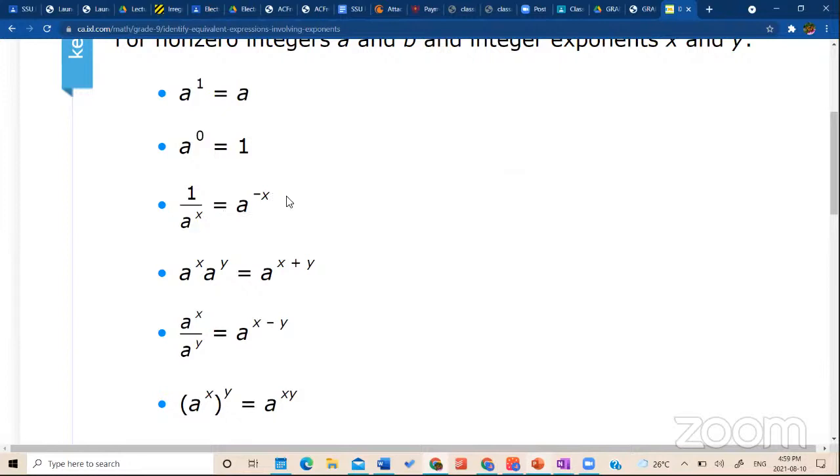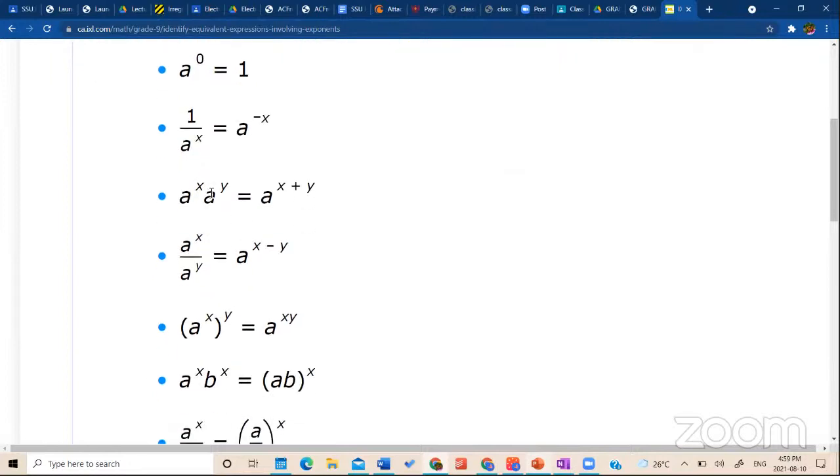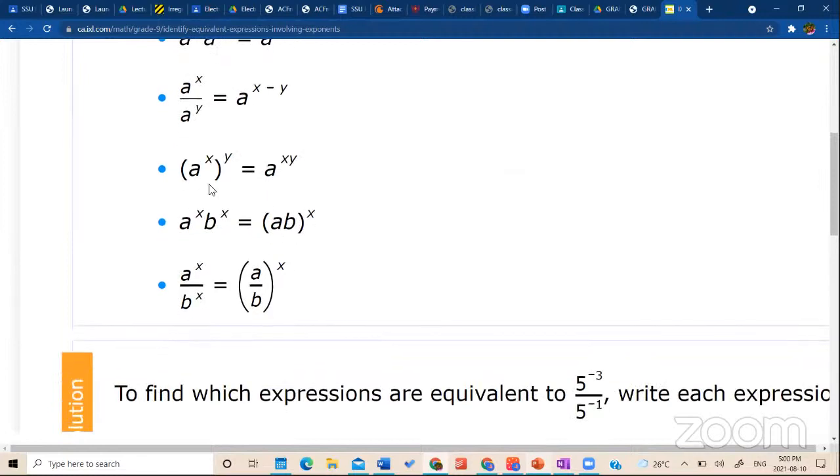If you have two numbers with the same base and you're multiplying them, then you can add their exponents. If you have two numbers with the same base and you're dividing, you can subtract the exponents. One number to an exponent and then raised to another. Can I take a picture of the rules? Yeah, okay, so let me just read this.